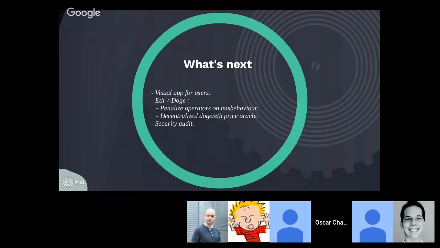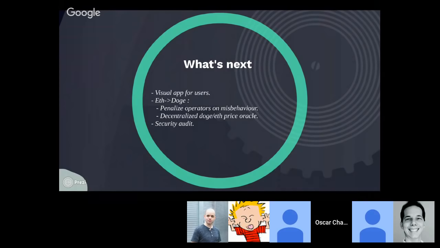On the Ethereum to Dogecoin side, there are two things that we still need to do. One is penalizing the operator when they misbehave. I said that the operator has to deposit some Ether. That is implemented. The part that is still to be implemented is that if an operator steals the Doges, or a user requests an unlock and the operator does not send the Dogecoins back to the user, the Ether deposit of the operator should be confiscated.